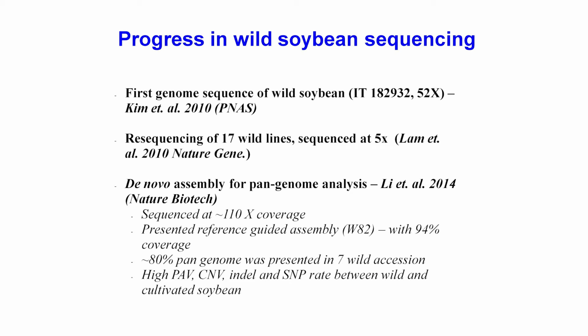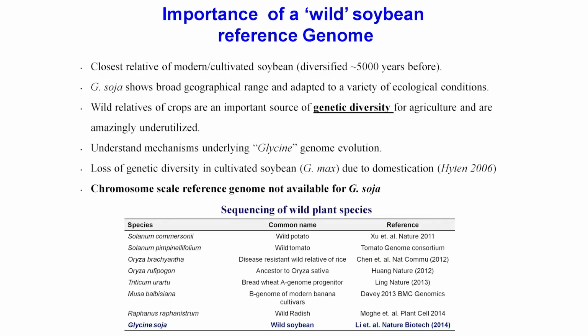Along with the cultivated soybean, there are some efforts from the wild soybean genome sequencing folks. One from Sukhalis in Korea, that's the first one they published. Then Hongming Lam and BGI did about 17. And recently, Li Chu from China made a pan genome for about 6 or 7 wild species.